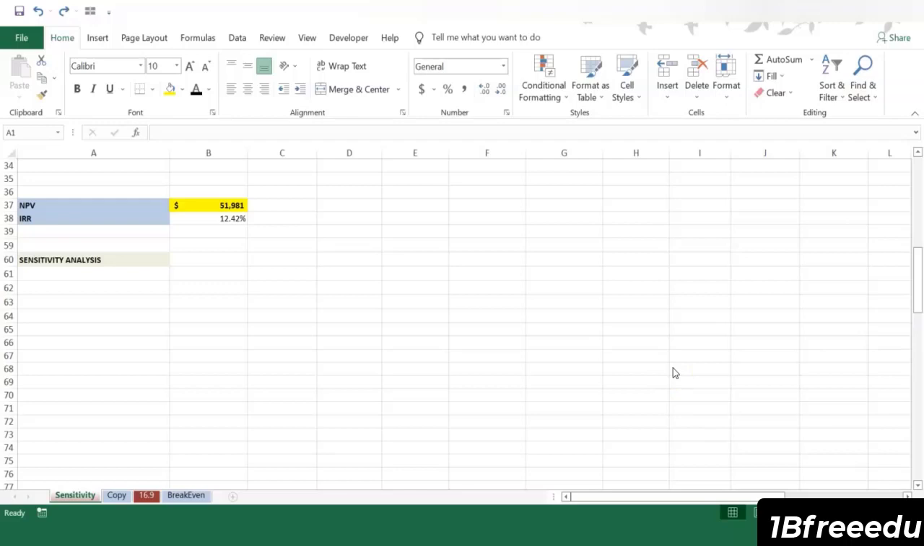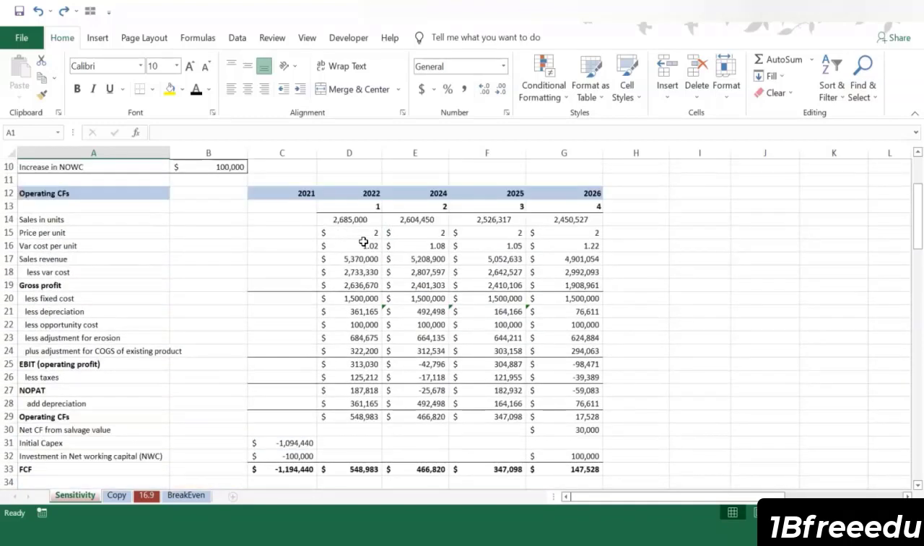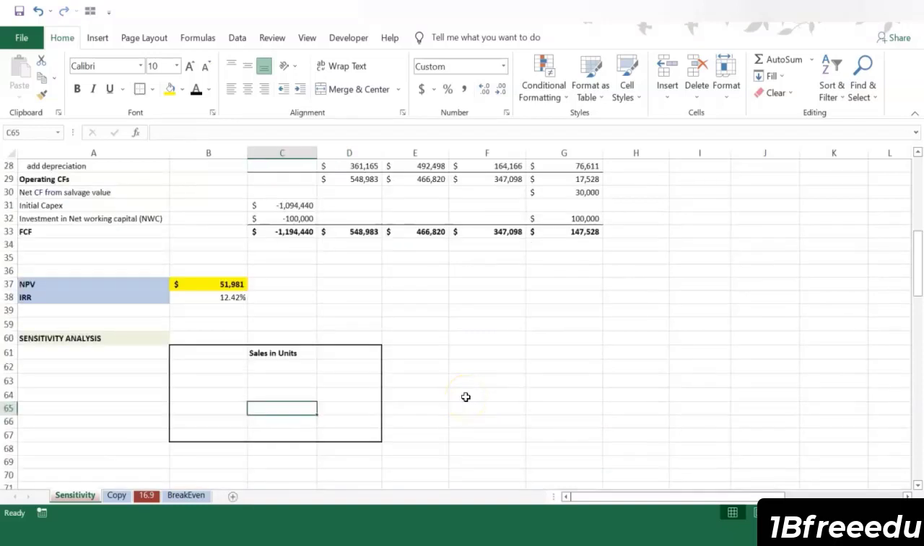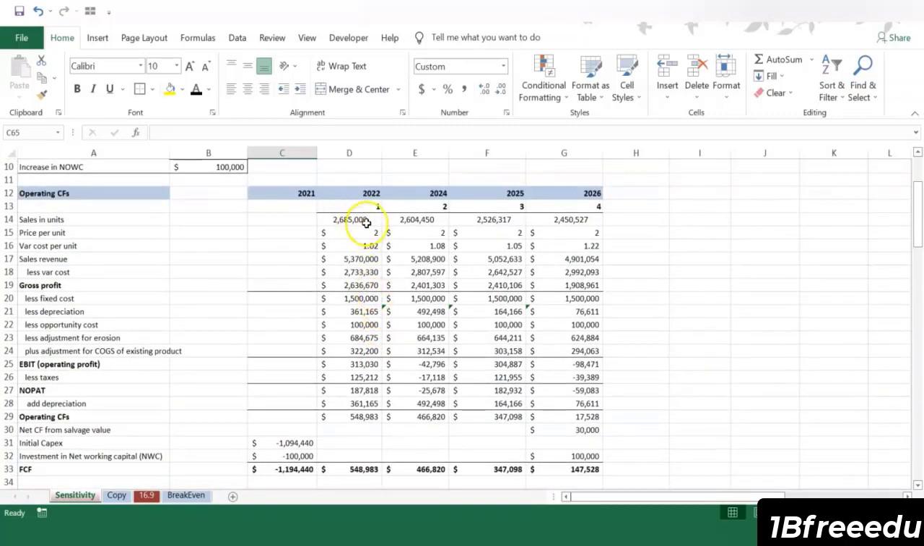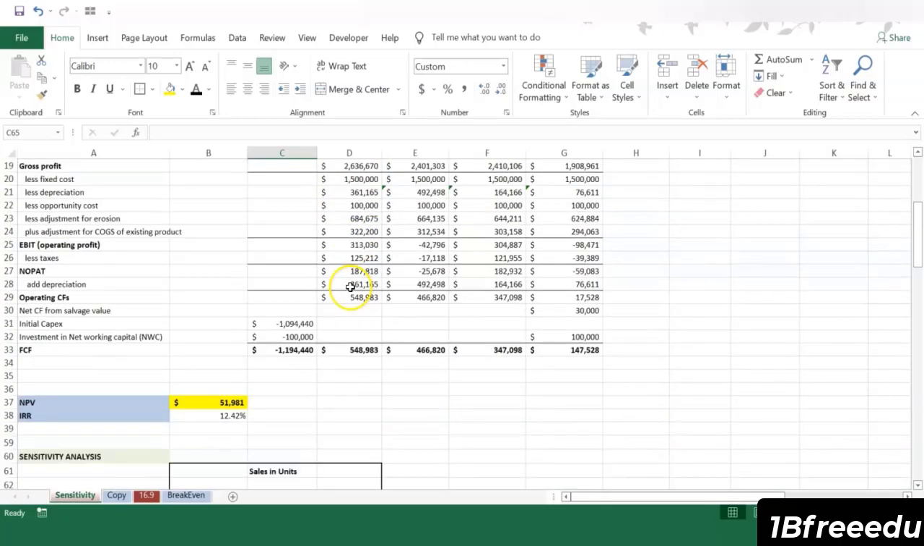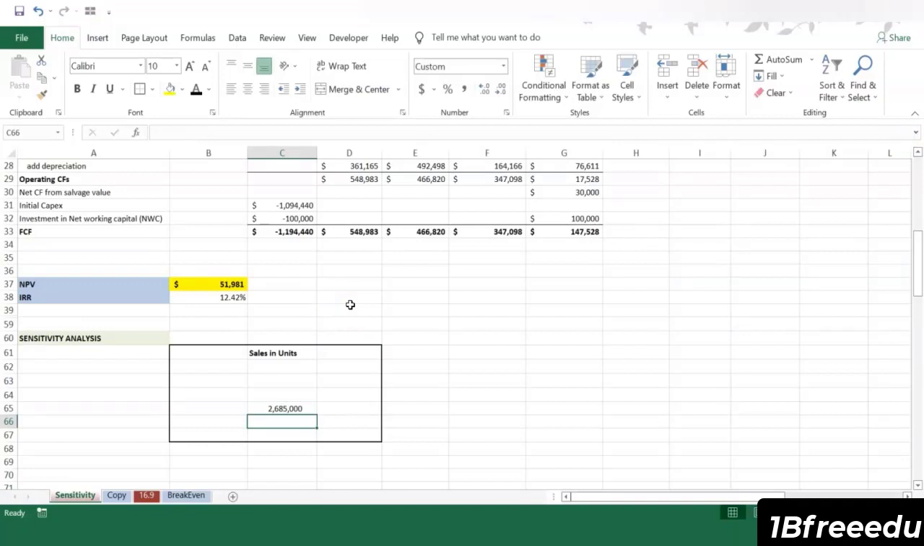In our example, I would like to know how my NPV would change if my sales in units were different. Let's make a small table. I will first need my base number, and this would be $2,685,000 in sales. And I would copy this number in my table.